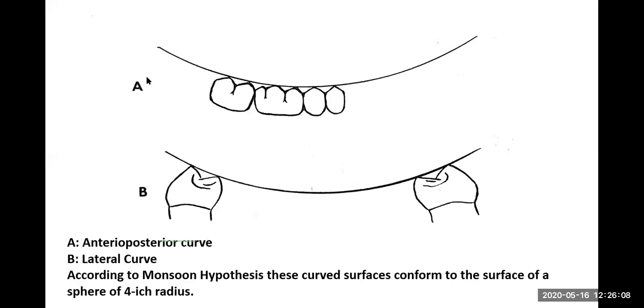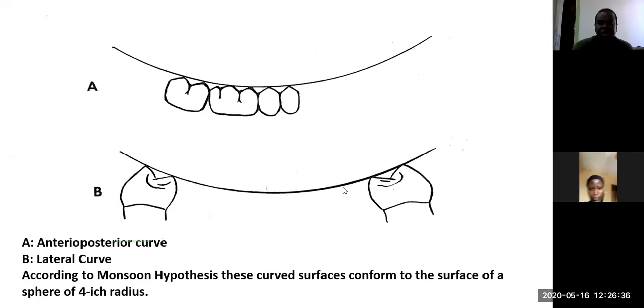The A is the imaginary line taken from the anterior, touching the buccal cusps of all the posterior teeth, and your setup should definitely reflect this. That is curve of Spee. Your setup should reflect this. That is what will make your setup fine and good. So take note of that in all your setups.